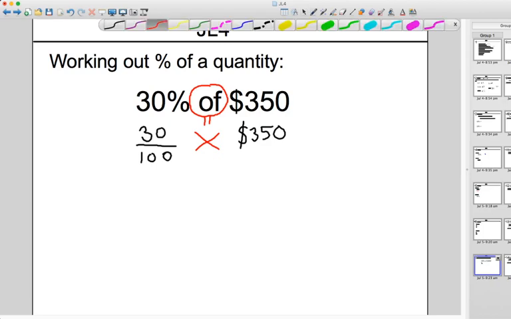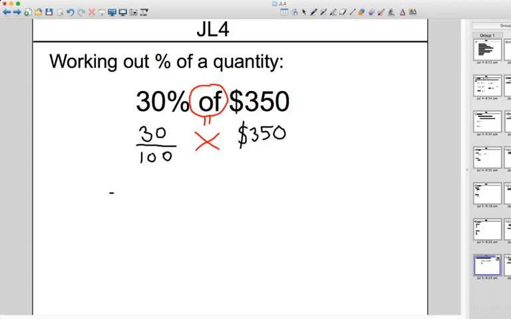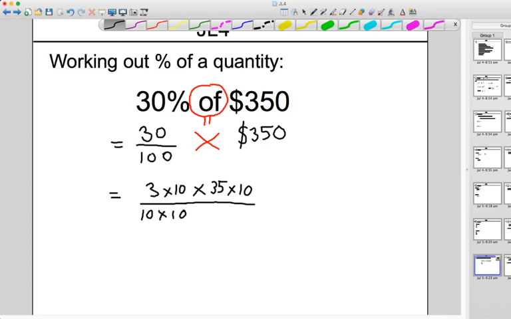So, the way I'm going to tackle this is to try and break this down a little bit. So 30 is 3 times 10. 100 is 10 times 10. And then I'm multiplying, all on the top, by 350, which is 35 times 10. So I've just literally rewritten that problem a slightly different way, breaking them down in terms of their times tables.